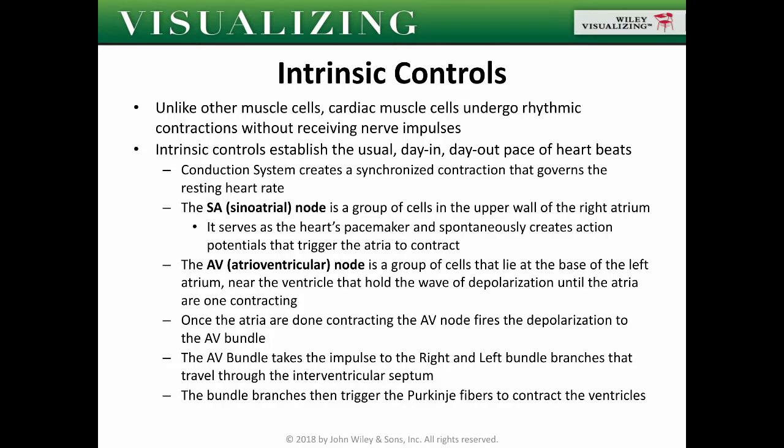So basically, the signal starts from the SA node down to the AV node, and then from the AV node, it will fire the depolarization to the AV bundle, and the AV bundle will take the impulse to the right and left bundle branches that travel to the interventricular septum. The bundle branches trigger the Purkinje fibers that contract the ventricles. So that is for the intrinsic control. Later, we have an illustration for that.